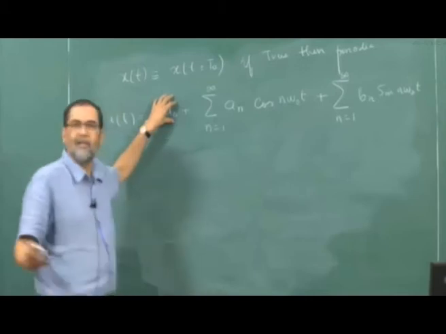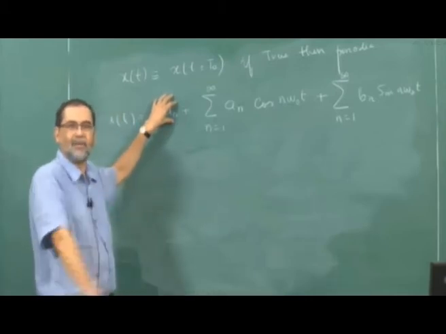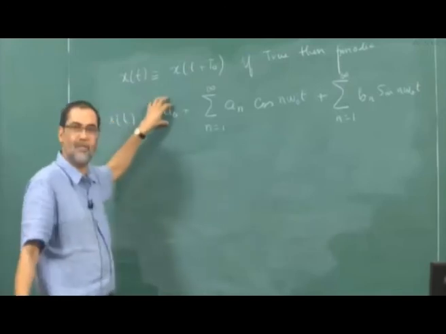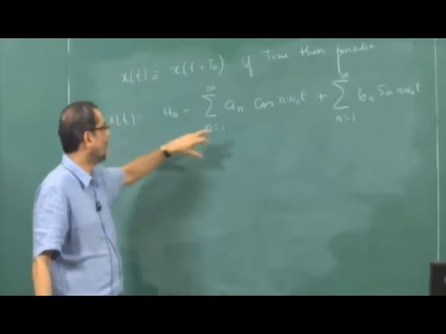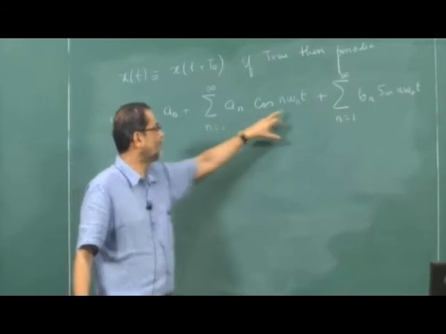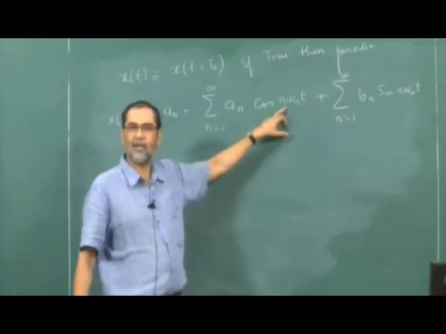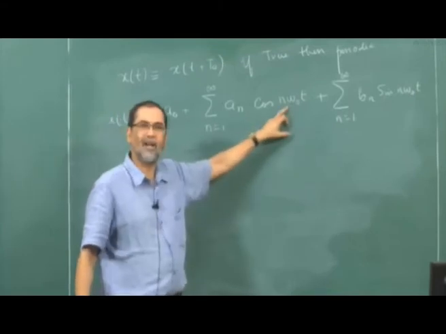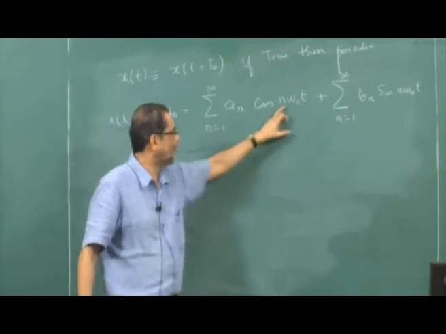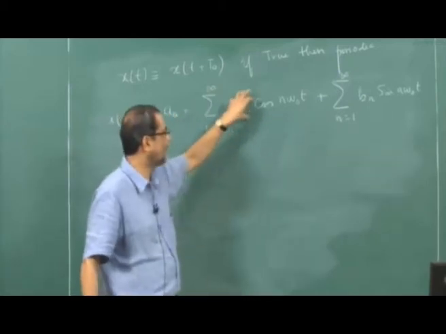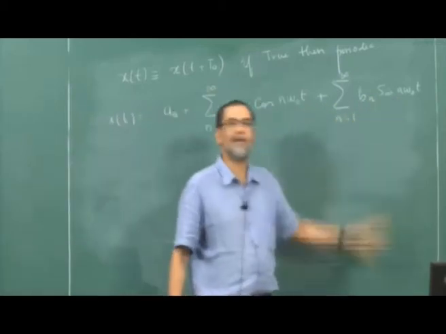A naught is a constant. Somebody asked me a question before, a constant function, so a naught is a constant function here. Then if n is equal to 1, I have the fundamental frequency, n equal to 2, I have the second harmonic, n equal to 3, I have the third harmonic of both cosine and sine, and the amplitude associated with cosine is an, amplitude associated with sine is bn.